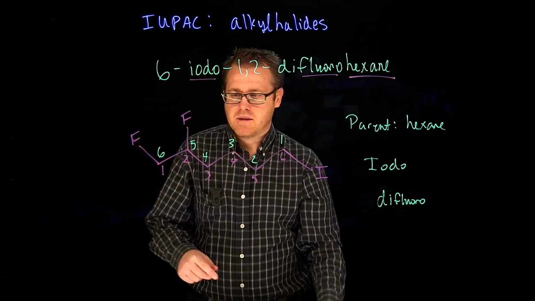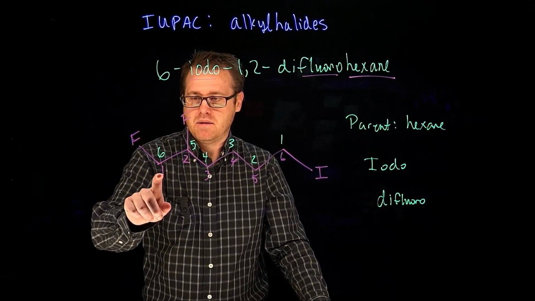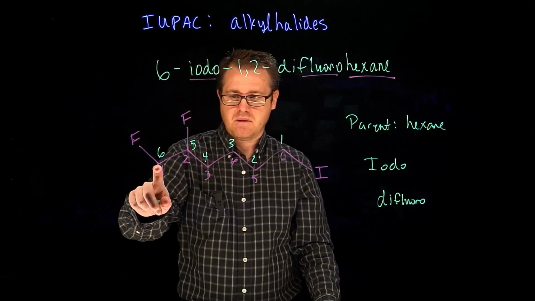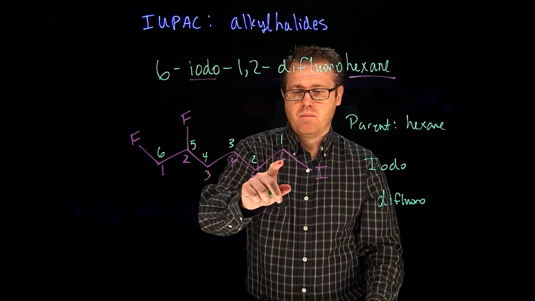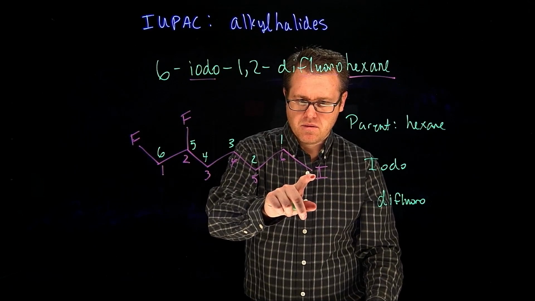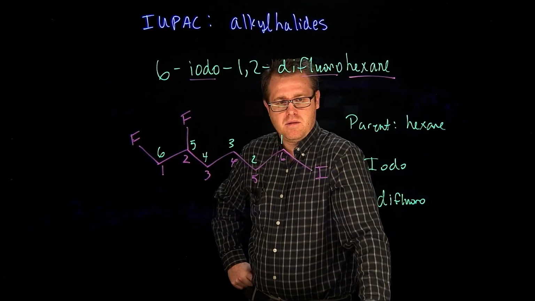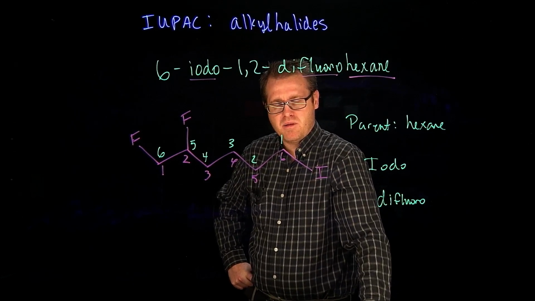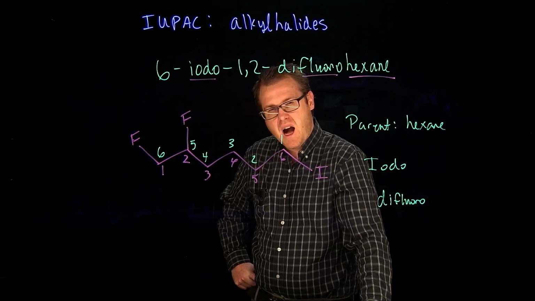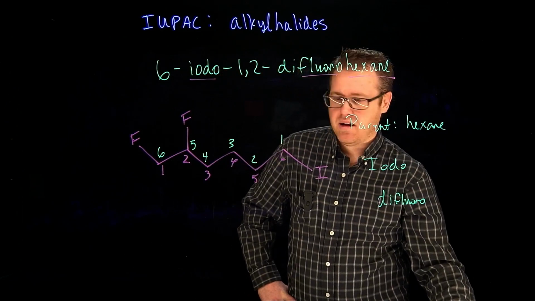Now I look at this and I'm like, hey, the pink one, I bump into my first substituent, the fluorine, at carbon 1. But then in the green numbers, I bump into the iodo at carbon 1. So there's a tie. So how do we break this tie here?